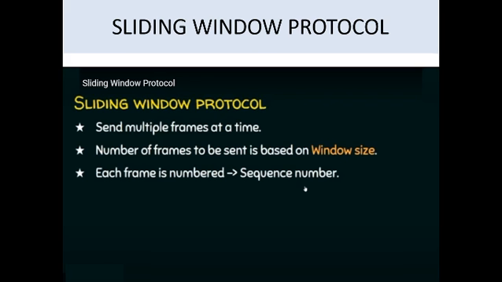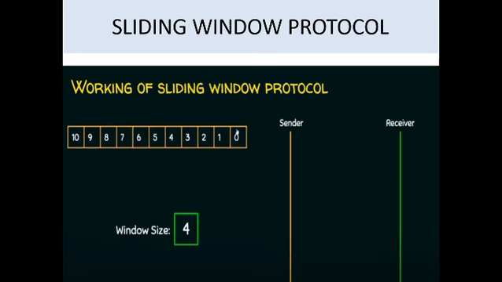Sliding window protocol. In the stop and wait protocol we had seen that only a single frame can be sent at a time, whereas in the case of the sliding window protocol we can send multiple frames at a time. The number of frames to be sent is based on the window size. There is a size of the window. Each frame is numbered, or has a sequence number.